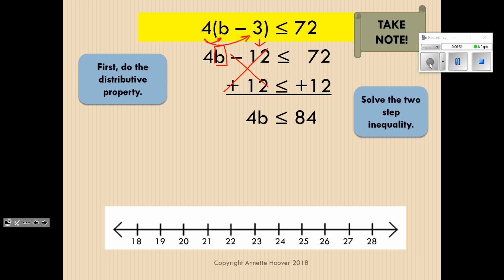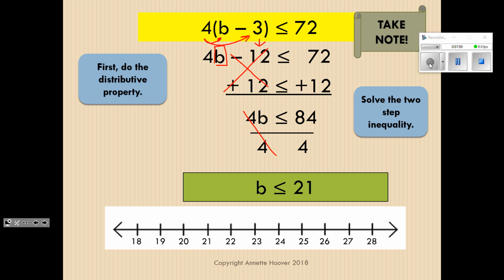One step to go because b is not by itself yet. b is being multiplied by 4, so we want to divide both sides by 4. And 4 divided by 4 is 1, so that leaves us our 1b. The 1 can be invisible, so we have b left on the left side. And 84 divided by 4 is 21. b is less than or equal to 21. Since it's equal to, we're going to do a filled in or colored in dot, and it's everything to the left because it's less than.